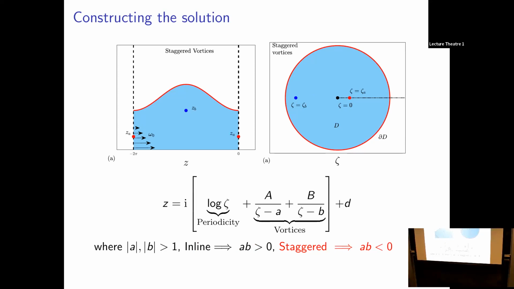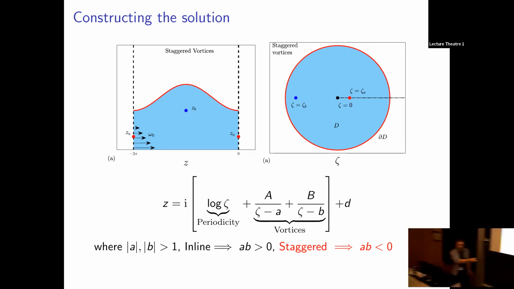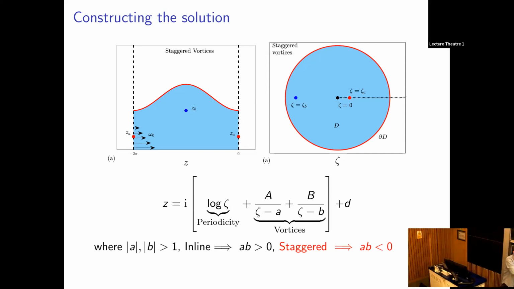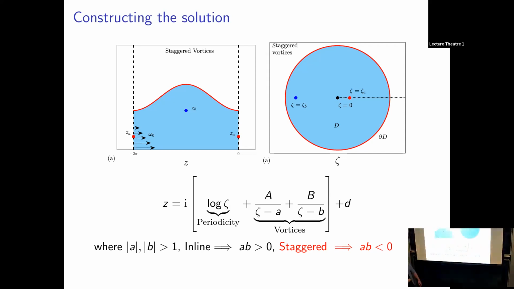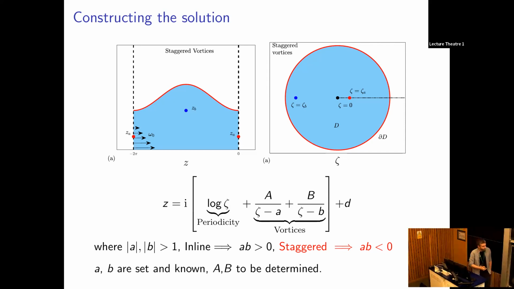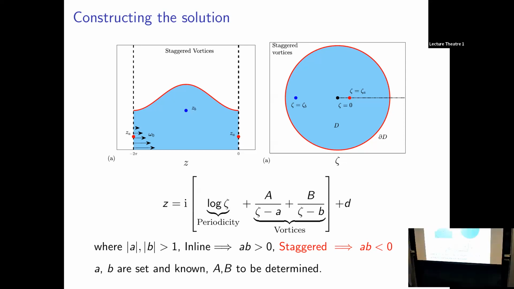There is the other configuration, which is the staggered case, or as we say in Norfolk, vortices on the huh. If anyone's expression, maybe not. Maybe a few people here. So for these vortices which are staggered, you have to have a and b of different signs, and this corresponds to one of the vortices being on the other side of the imaginary plane. And I'm going to emphasize here, lowercase a and b are set and known, and uppercase A and B are to be determined.